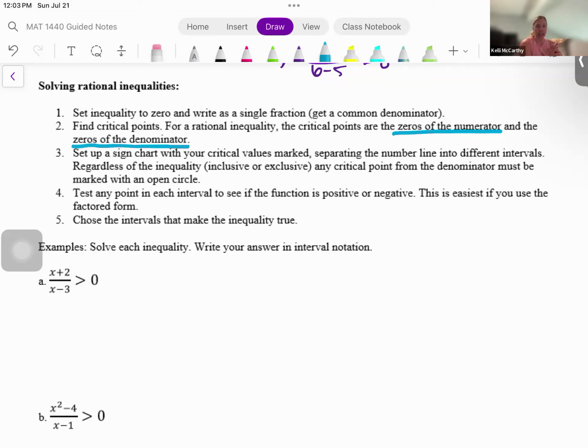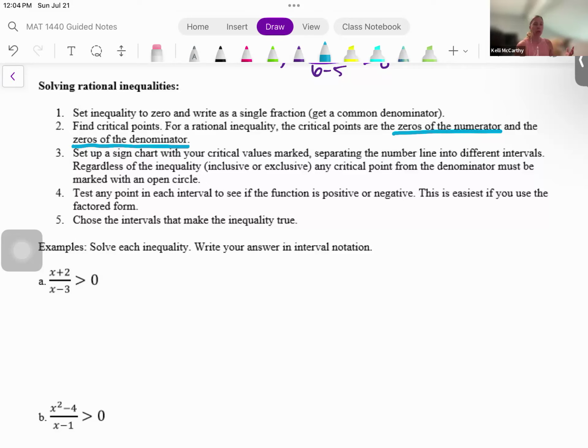When we're setting up our sign chart and we're marking those critical values, if you recall from polynomial inequalities, we either mark those critical values with an open circle or a filled-in circle. A filled-in circle was when we had an equal to inequality symbol, so an inclusive inequality, and an open circle was for an exclusive inequality, like strictly greater than or strictly less than. For the zeros of that rational expression, so the zeros of our numerator, we want to follow those same rules. So fill it in if it's inclusive, keep it open if it's exclusive.